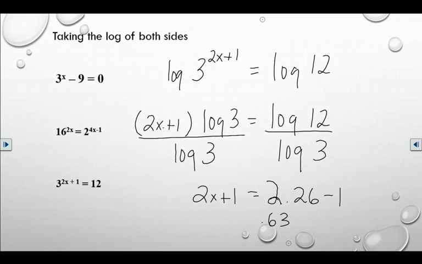0.63. And for some reason, this board does not like to write x's below this area. X is equal to 0.63. So that's a little bit of review on logarithms. We feel good? Hopefully that knocked some cobwebs loose.